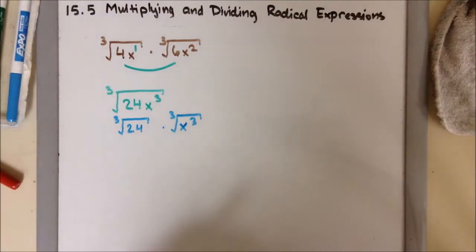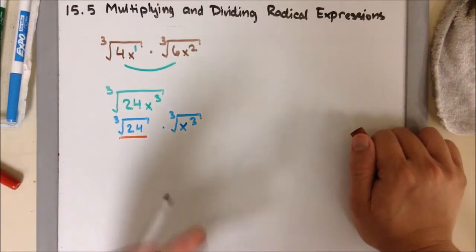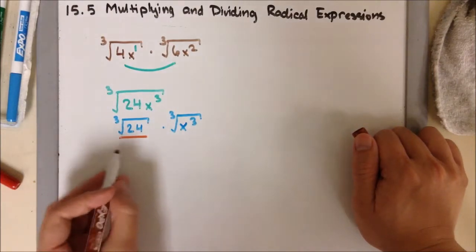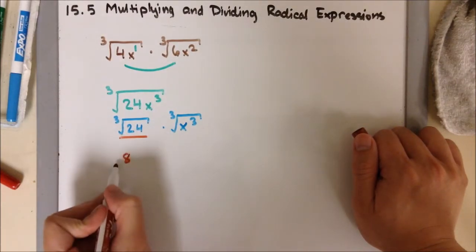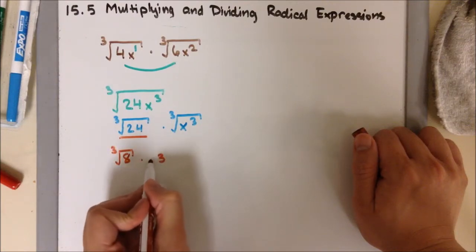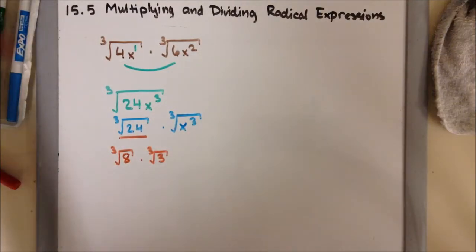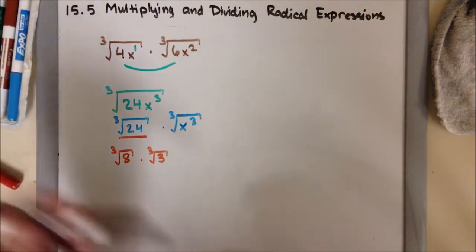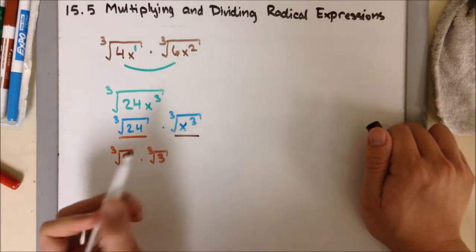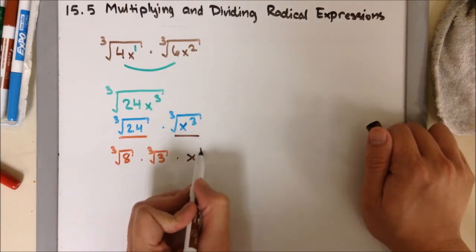Now for the 24, since we're working with third roots, we're going to be using perfect cube numbers. So the perfect cube number for 24 would be 8, so the cube root of 8 times the cube root of 3. Now for the cube root of x to the third power, 3 can go into 3 as a whole number, so you can simplify this and it will become x to the 1 power.